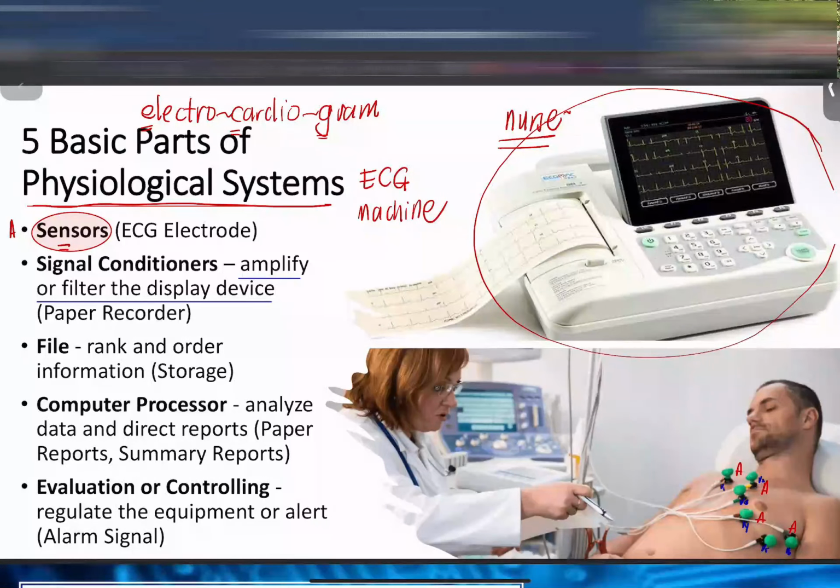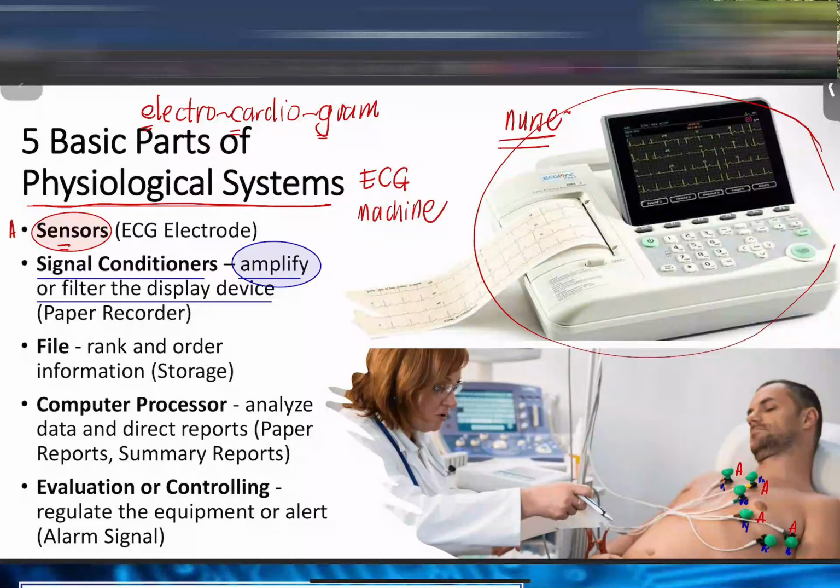Makikita nyo ba yung electrical signal ng heart nyo? No. We know in anatomy that there's an electrical signal happening in our heart so that our heart would pump. But if I would look at my chest here, even now, I would not be able to see that signal. That signal, class, needs to be amplified para makita po ng mga mata natin. And that amplification is done by your signal conditioners.